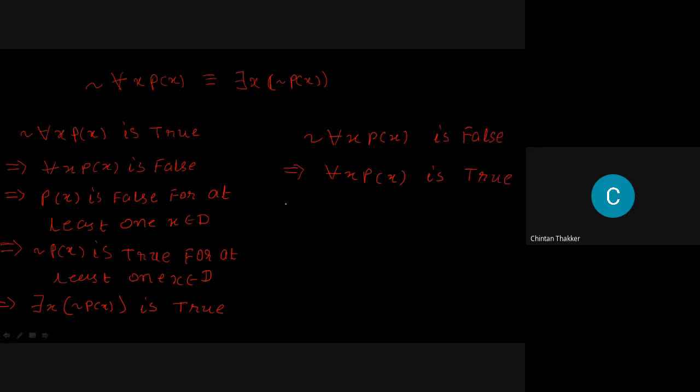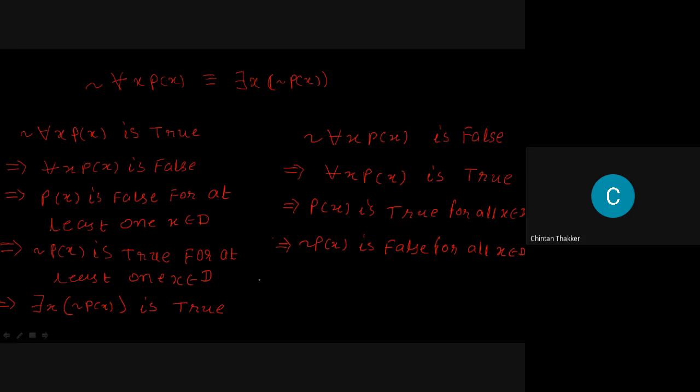Now all x Px is true. That means P of x is true for all x belongs to D. So here P of x is true for all x belongs to D. So that implies negation of P of x is false for all x belongs to D. Okay.